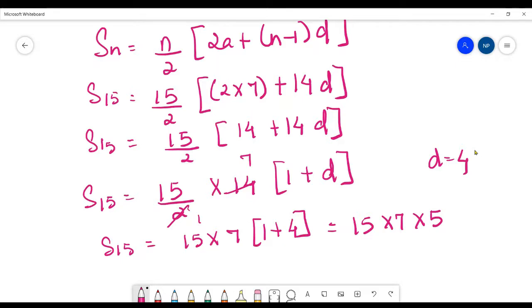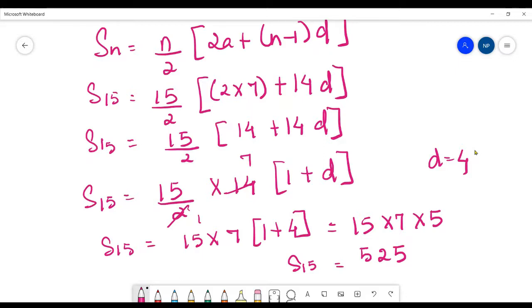So from here what do we get? The answer S15 is equals to 525. The answer will be 525. Please copy down the solution, children. The answer is 525. I hope this is clear.